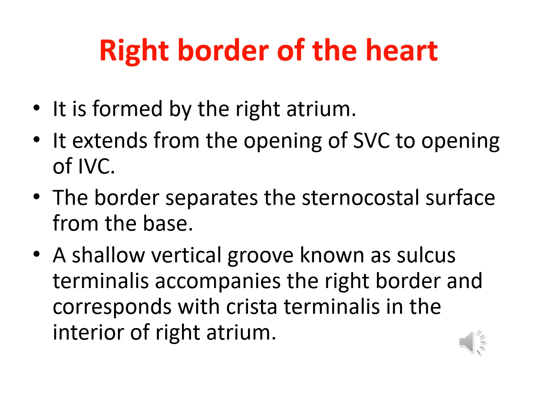Next, coming to the borders of the heart. First is the right border of the heart. It is formed by the right atrium. It extends from the opening of the superior vena cava to the opening of the inferior vena cava. The border separates the sternocostal surface from the base. A shallow vertical groove known as sulcus terminalis accompanies the right border and corresponds with the crista terminalis in the interior of the right atrium.